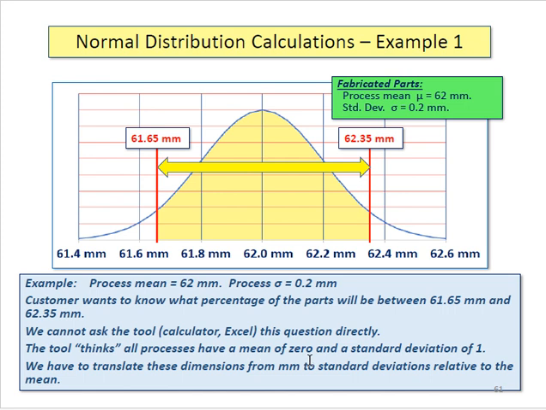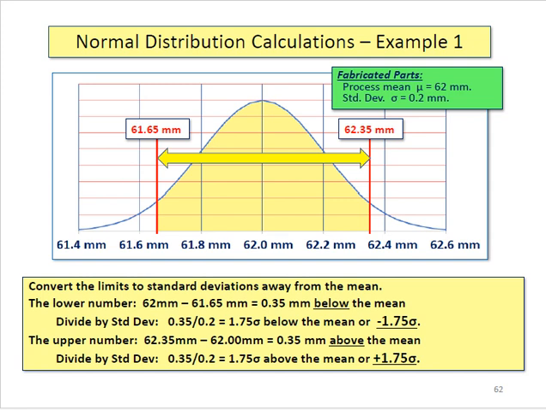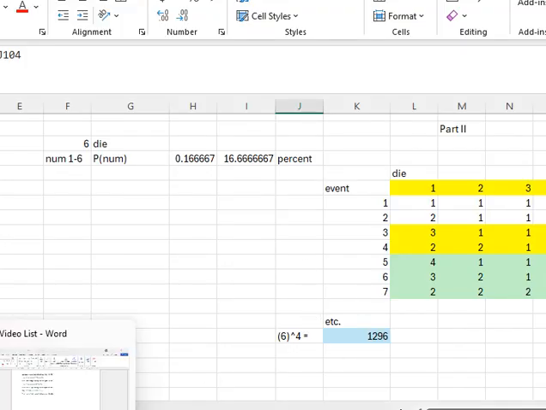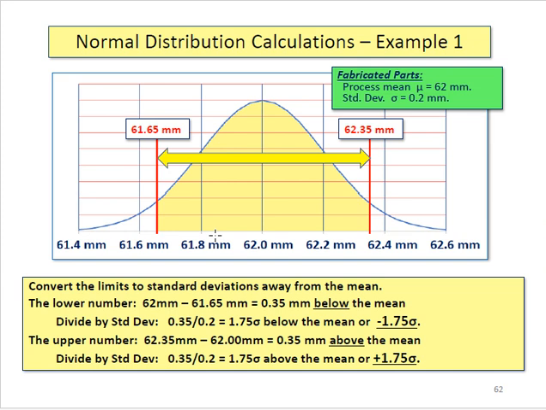So all processes have a mean of 0 and a standard deviation of 1, because that's how we program it. So we have to translate these dimensions from millimeter to standard deviation relative to the mean. So that's the first thing that we do. In these programmed calculations, when you input it here, first, what it does is it converts the limits to the standard deviations away from the mean, and how many standard deviations you go.